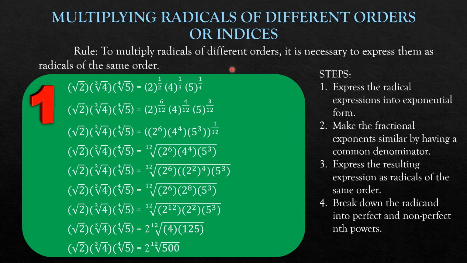So, meron tayong steps na susundin. So, first step is express the radical expression into exponential form. So, halimbawa dito sa given natin, square root of 2 times cube root of 4 times fourth root of 5. So, magkakaiba po ng index yan. Ito square root, ang index niya ay 2. Ito ang index niya ay 3 kasi cube root yan. Ito naman ang index niya ay 4 kasi fourth root yan. So, hindi natin pwedeng i-multiply directly yung radicands. Hindi pwedeng 2 times 4 times 5.